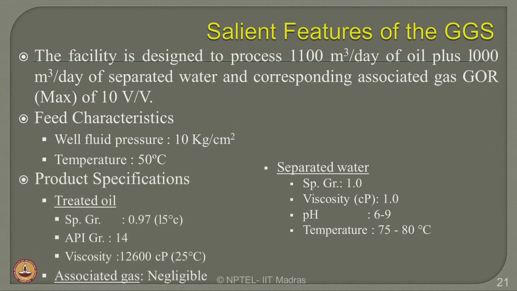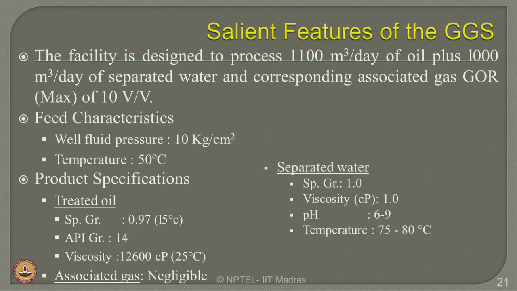The product specifications are the following. The treated oil in the group gathering station has a specific gravity of about 0.97 at 15 degrees Celsius, and it is of API grade 14. The viscosity of the oil treated in the group gathering station is about 12,600 centipoise at 25 degrees Celsius. The associated gas in the station is highly negligible.